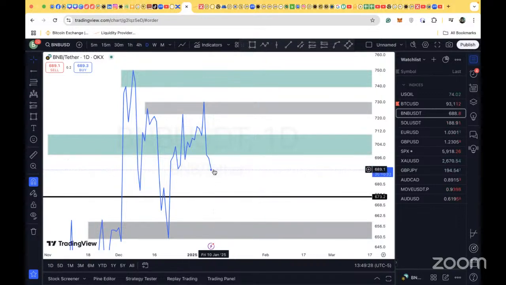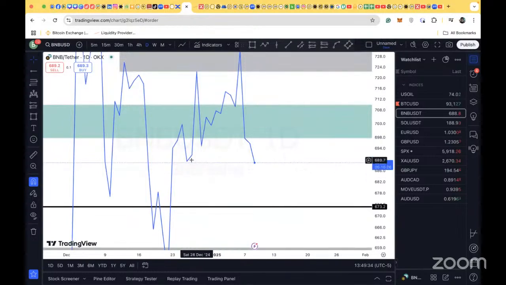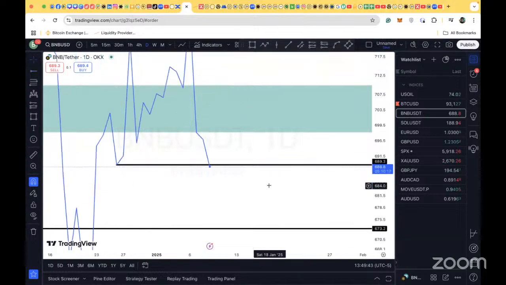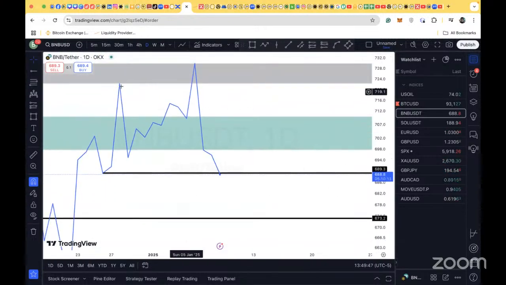But right now we are on a not free fall. We have a daily support level there, which is this. We have a daily support level here. So the most important part of this chart for us right now is this side.